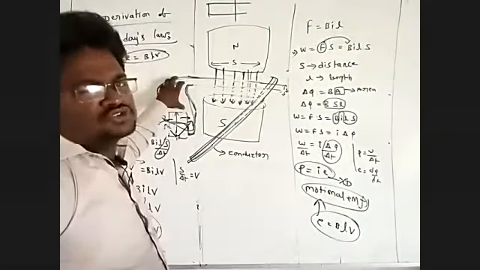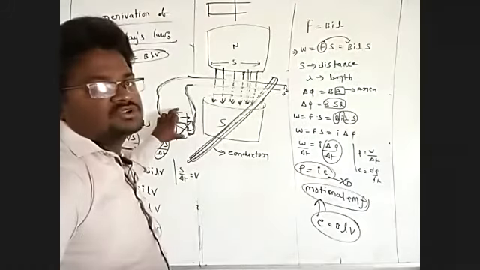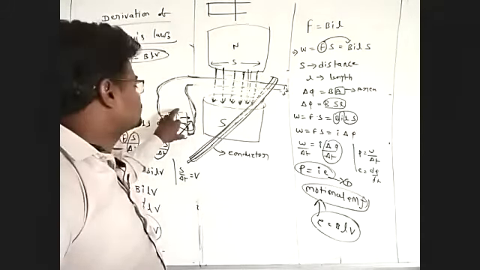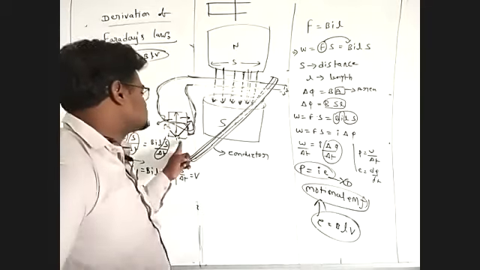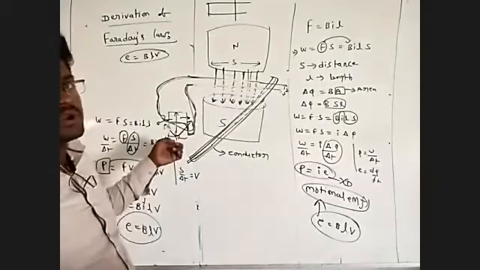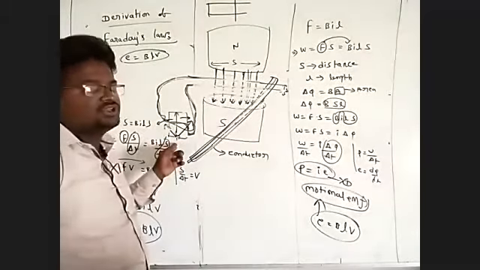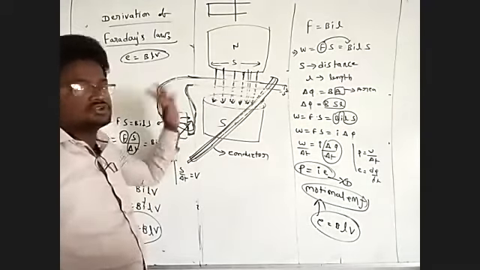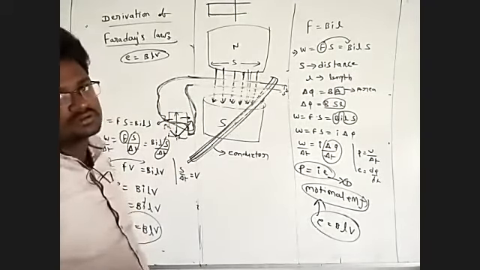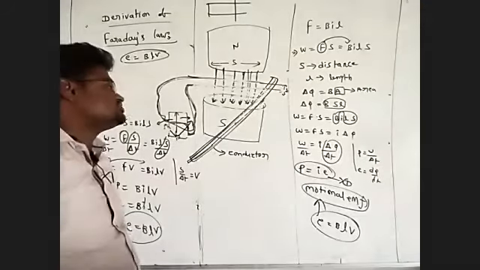We are not seeing that current directly, but with the help of a galvanometer we are going to find out the current in this circuit. The galvanometer has one pointer, and the pointer moves in one direction, which indicates that current flows in the circuit.